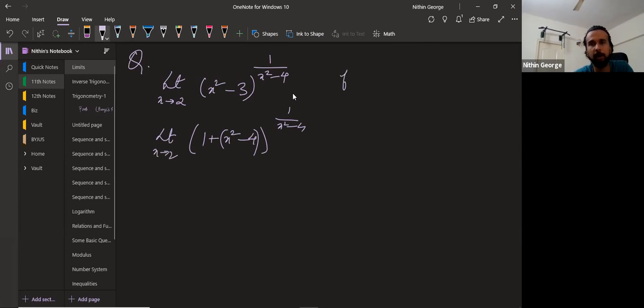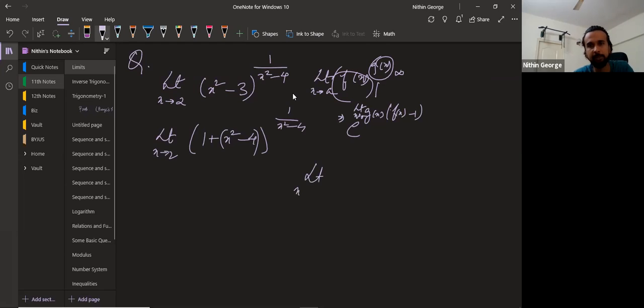So what have we done? If you had f of x raised to g of x, limit x tends to a, where f of x tends to 1 and g of x tends to infinity, then what you can write that as e power g of x into f of x minus 1, limit x tends to a.